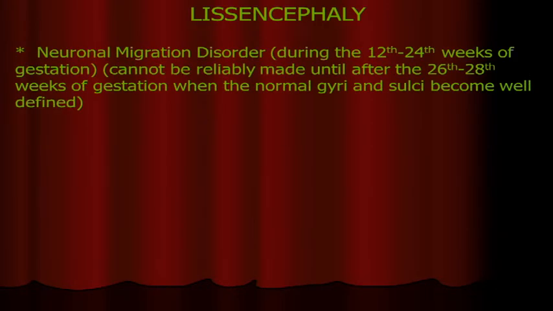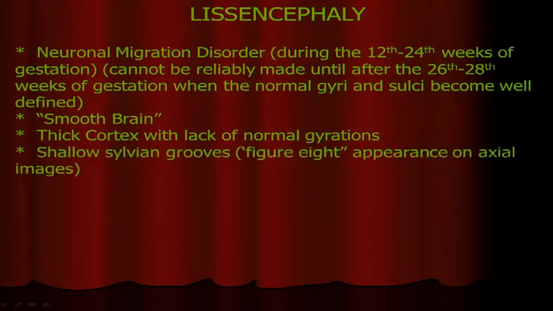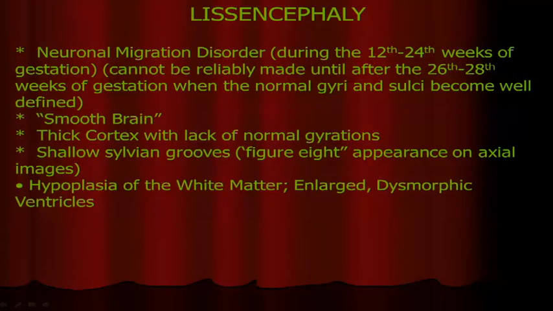This is when the gyri and the sulci start forming. Neuronal migration disorder during the 12th to 24th week of gestation cannot be reliably made until after the 26th to 28th week of gestation when the normal gyri and sulci become well defined. It's a smooth, slick brain, thick cortex with lack of normal gyrations, shallow sylvian figure of 8 appearance. They get hypoplasia of the white matter, enlarged dysmorphic ventricles.